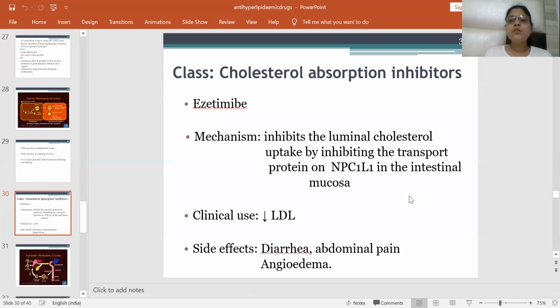The cholesterol absorption inhibitors, these are the ezetimibe. It inhibits the luminal cholesterol uptake by inhibiting the transport protein, that is Niemann-Pick C1-like 1 transporter, which is present in the intestinal mucosa and increases the uptake of cholesterol from the intestine into the blood. This luminal cholesterol uptake is inhibited by ezetimibe, which is the cholesterol absorption inhibitor, and thus this will lead to a decrease in levels of cholesterol, decrease in LDL. Side effects will be diarrhea, abdominal pain, angioedema.